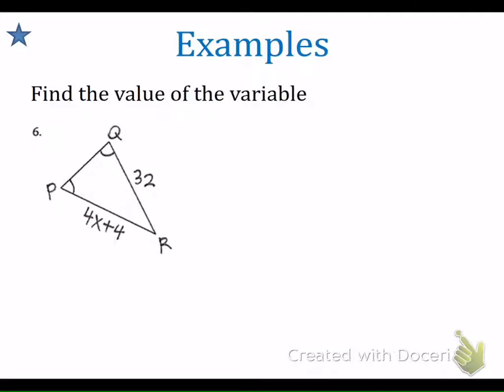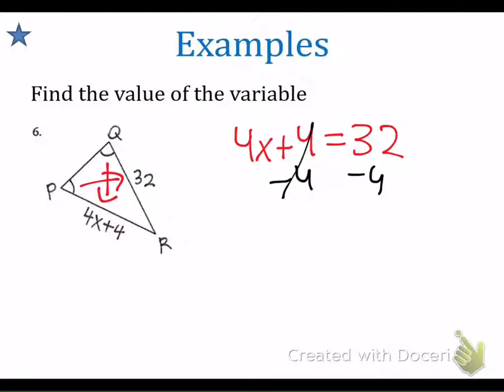On number 6, I am given that angle P and angle Q are congruent. What does that tell me about the side lengths? These guys are congruent. So I am going to set 4x plus 4 equal to 32. 4x equals 28. X is going to equal 7. Good.